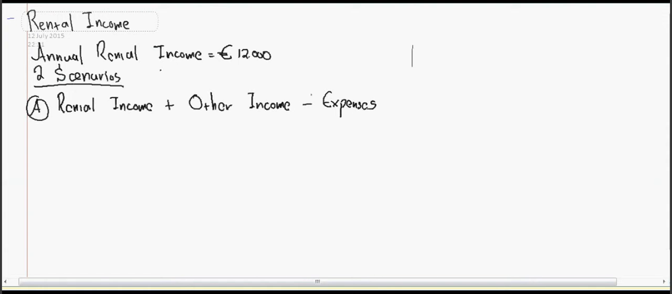Let's use our numbers here. The rental income is 12,000 plus any other income, which is, let's say, 5,000, less expenses of 3,000. So that company has a profit of 15,000.